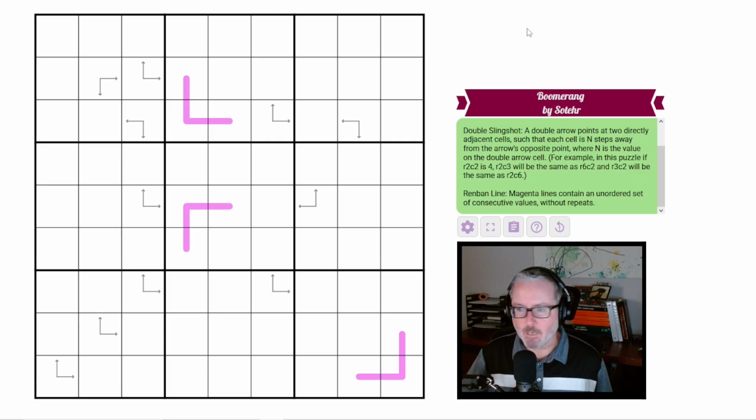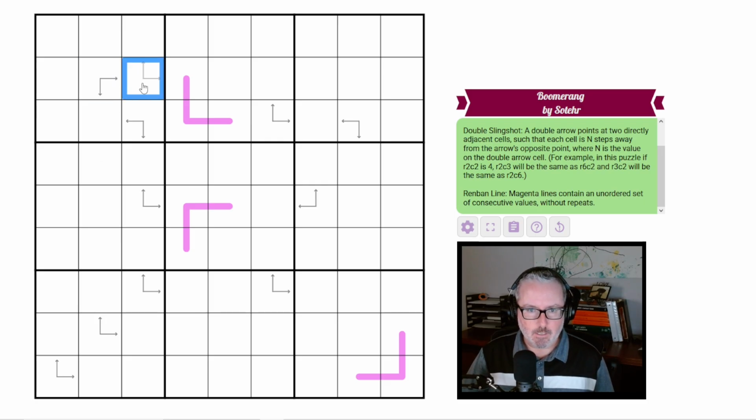Then we have Renban lines. So magenta lines contain an unordered set of consecutive values without repeats. So we have 3 of those. They will be some set of consecutive digits, 4, 5, 6, something like that, but they can go in any order. And that's it. So it's just those 2 rules.